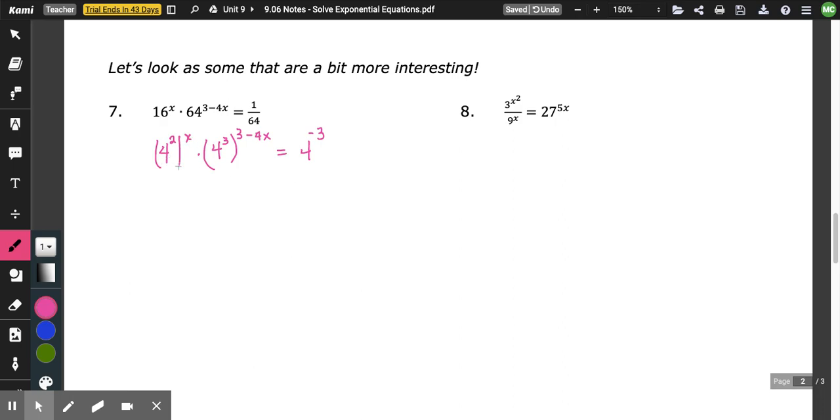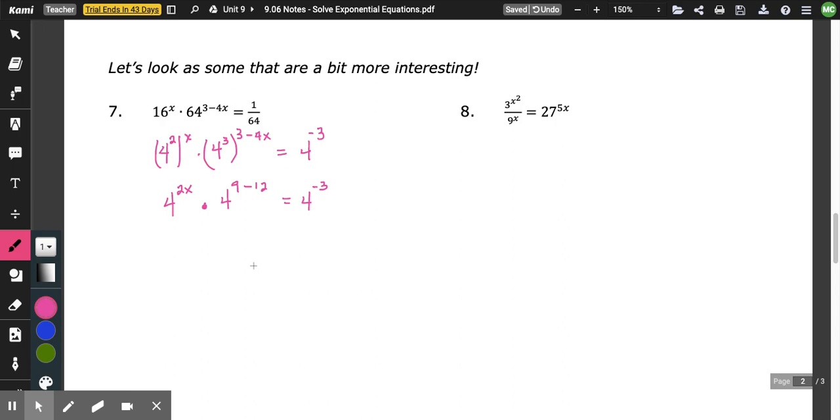Alrighty, so now I could simplify using my properties of exponents. So power to a power would give me 2x on that one. On this one, I'd have to distribute the 3 to the 3 minus 4x, so that would give me 9 minus 12x for the power. And on the right, I don't have anything to simplify there. Okay, now I don't yet have an exponential expression equals an exponential expression with the same bases, so I can't just set the powers equal to each other. I have to continue using my properties of exponents.